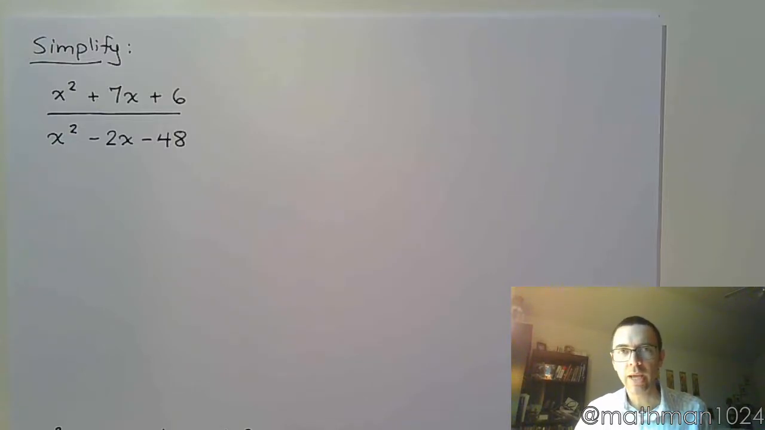Okay, now we want to look at simplifying some rational expressions, starting with this fairly simple looking guy. x squared plus 7x plus 6 divided by x squared minus 2x minus 48. Now, the thing to keep in mind when it comes to simplifying these rational expressions is that you have to know how to factor. Because once we can factor, then simplifying becomes a pretty simple task.